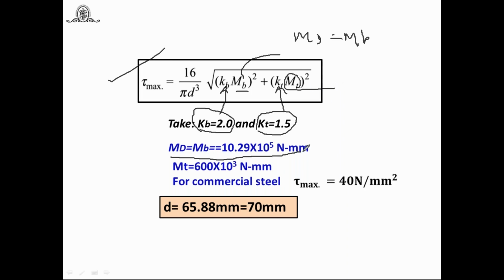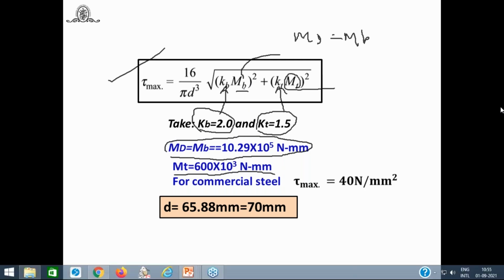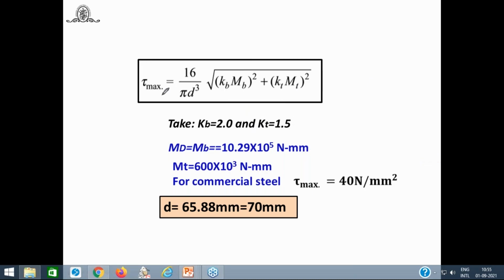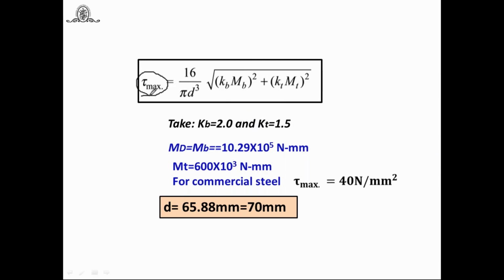MD is equal to MB, and MT is equal to 600. So you can substitute all these values. But one interesting point: what is the tau max permissible?